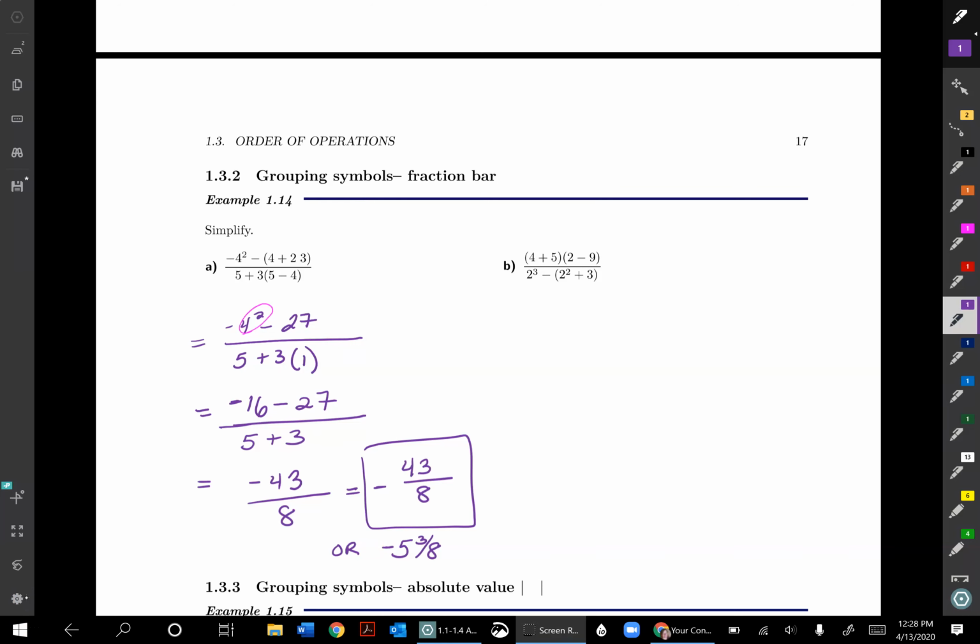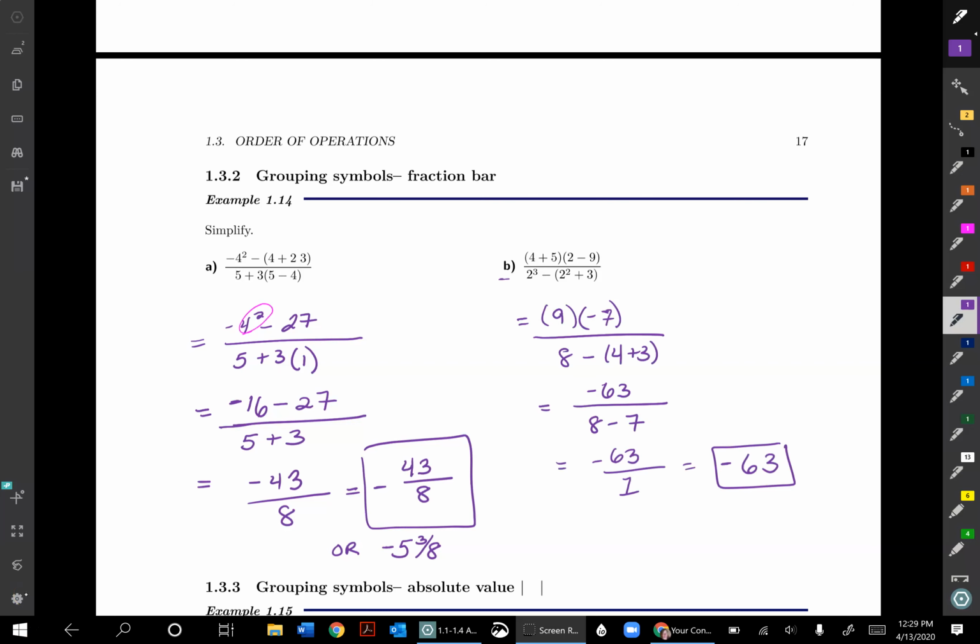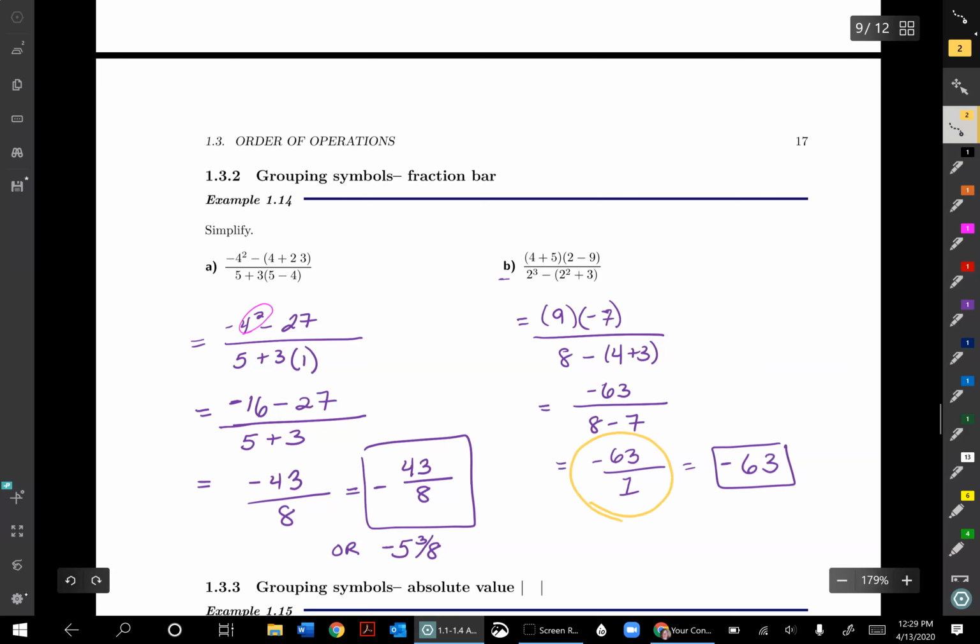So go ahead and try letter B and then come back and look. I'm not going to record everything in motion. I'm just going to write the answers out. I think this one's pretty straightforward. So in this one, just go ahead and do what's inside the parentheses, make your calculations. And we end up down here at negative 63 over 1. And you do want to simplify it to be negative 63 unless for some reason you're told not to.